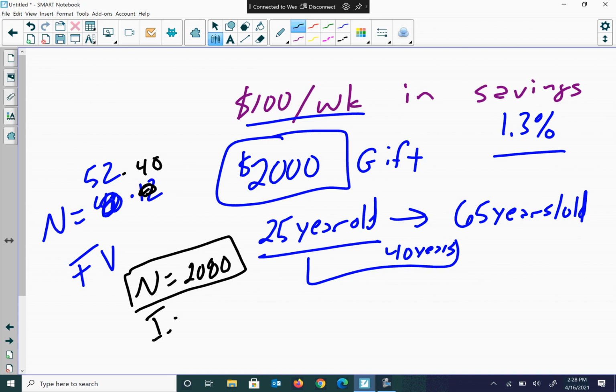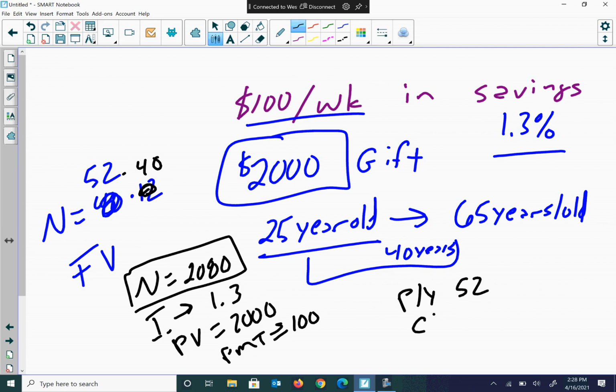Our interest, we're just going to put 1.3 in. Our previous value, we got that $2,000 gift from whoever. And we're going to do a payment of $100 every week. So your payments per year is going to be 52, so P slash Y is 52. And C slash Y will also be 52. And then we want to check the future value, we want to know how much money this is going to be. So under future value, FV, we're going to hit alpha enter.